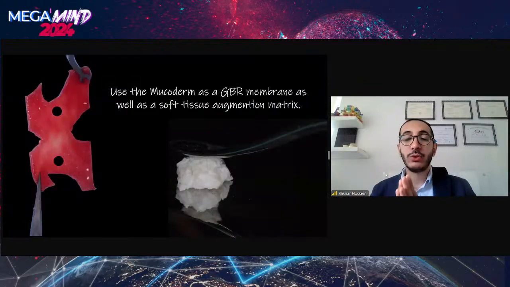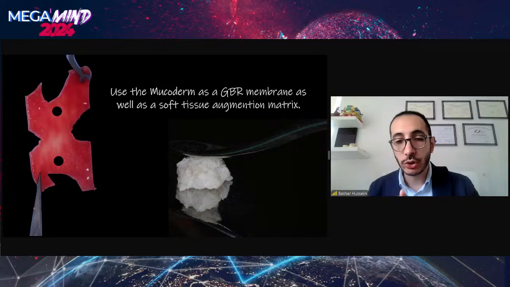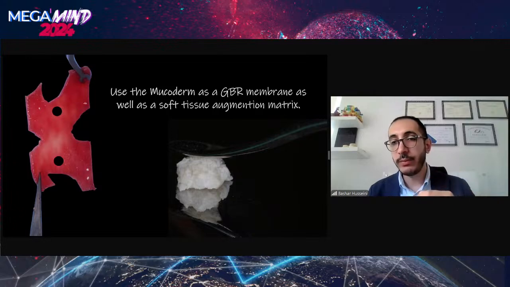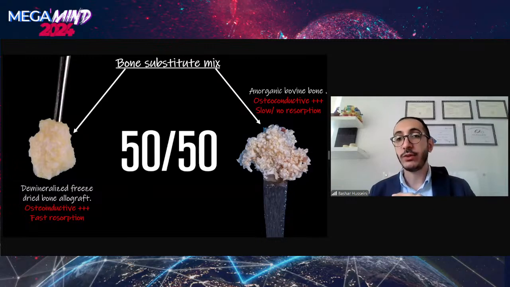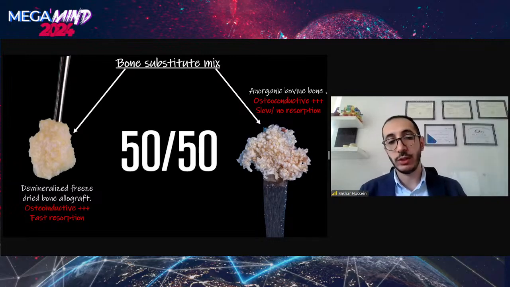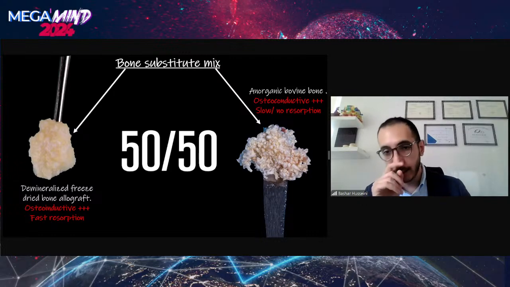That's why I decided to use the MEGA'MIND as a GBR membrane as well as a soft tissue augmentation, following the biological concept of compartmentation. Upper will be soft tissue and lower will be protecting the hard tissue. As for the bone, I did a mix of 50-50 anorganic bovine bone material, which is only osteoconductive, and allograft DFDBA, which is osteoinductive. All of them were mixed again with hyaluronic acid.